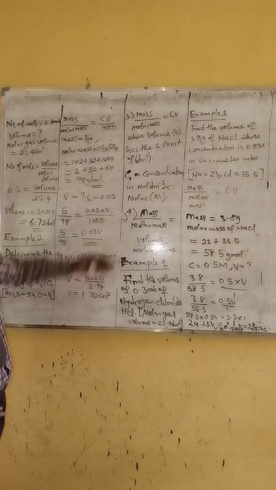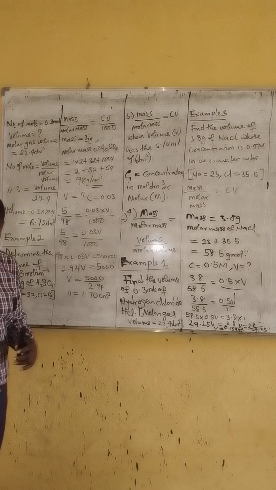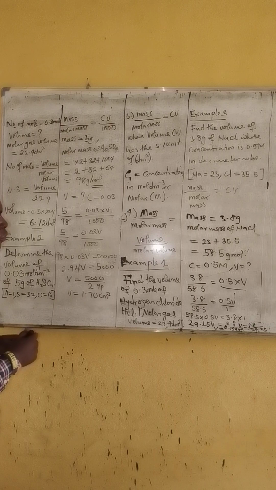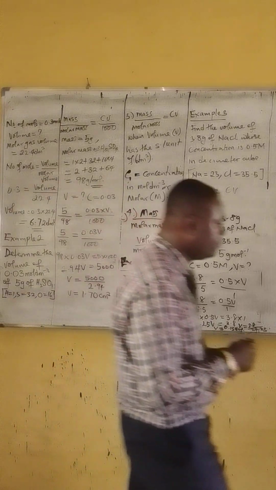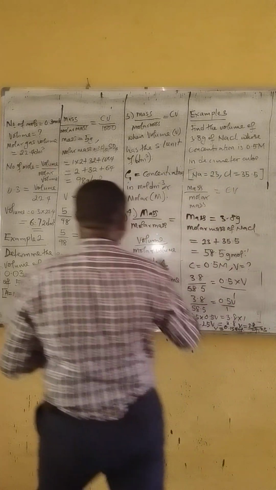Now, let's learn how we can use the last formula: mass over molar mass equals to volume over molar volume. Let's look at another example there.